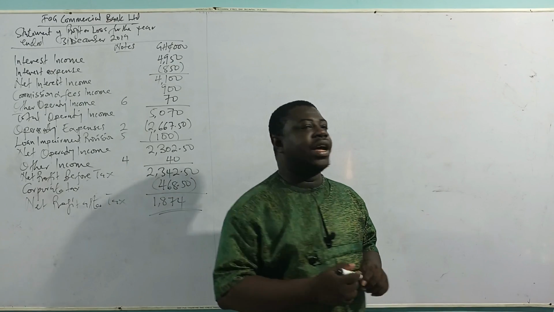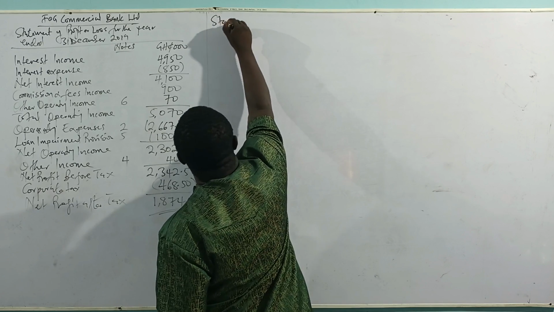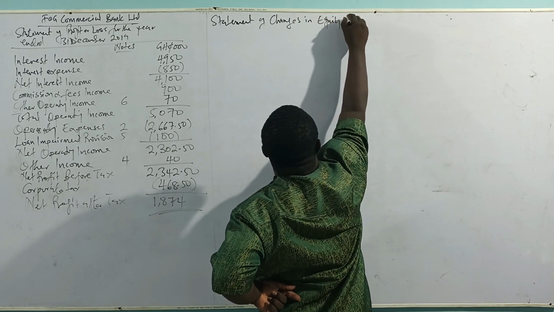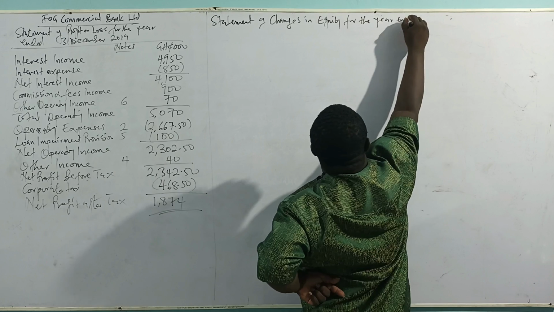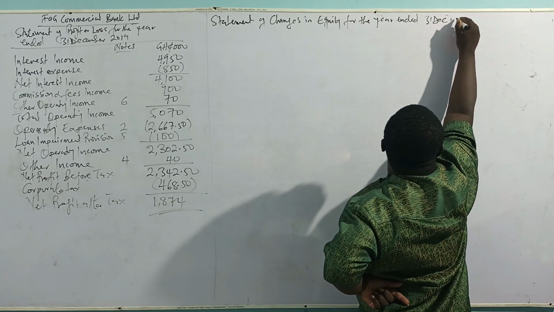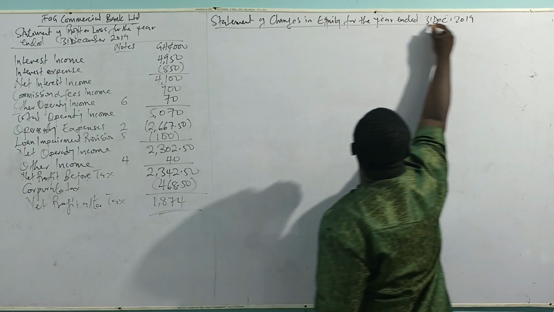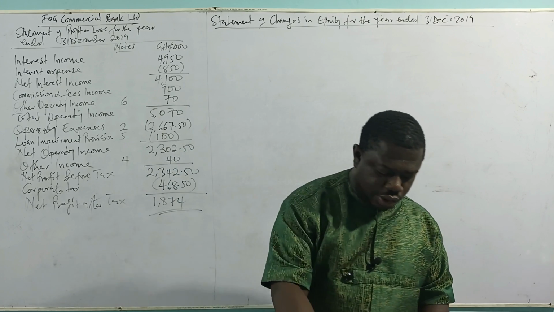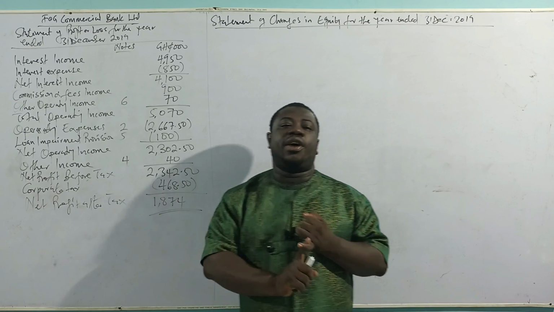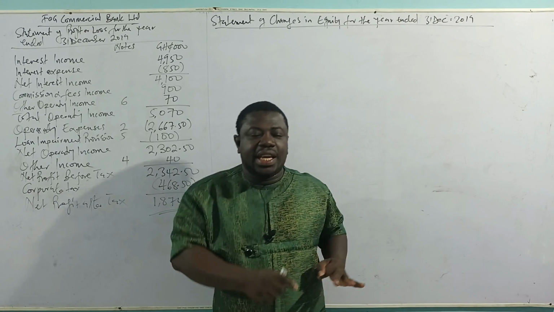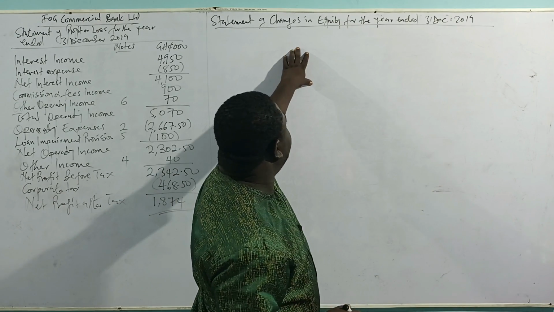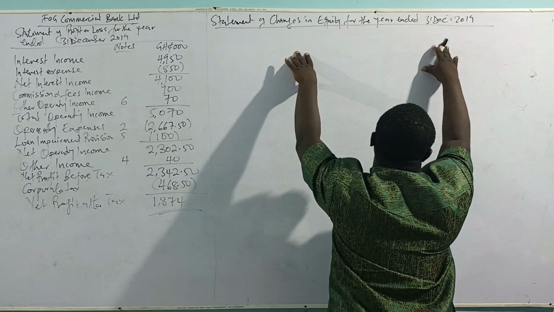Okay. So let's prepare the statement of changes in shareholders' equity. Statement of changes in equity for the year ended 31st December 2019. Now, according to this question, there are 4 items of equity. So you can see that there is a stated capital, which is constant. There is an income surplus balance, which is constant. Then, of course, there was an opening balance for capital surplus, as you can see here. And then there was a statutory reserve. So we are going to create 4 columns: stated capital, income surplus, capital surplus, statutory reserve, and then the total column.